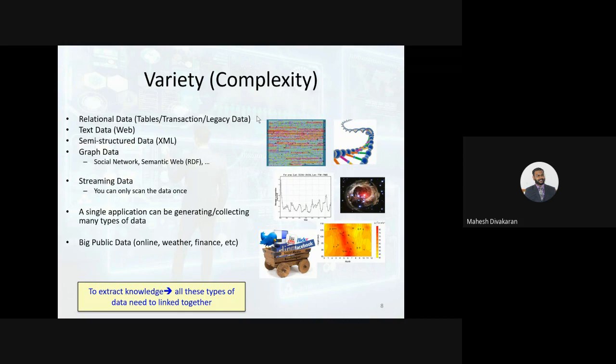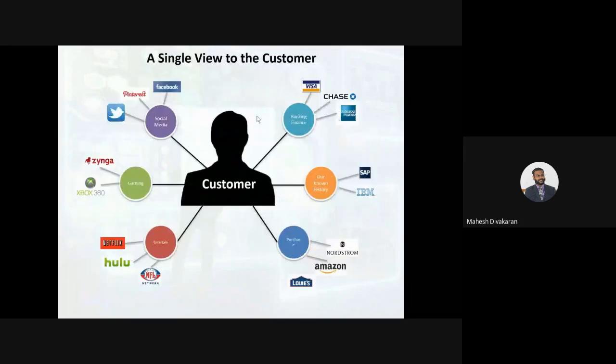So to extract the knowledge regarding a particular problem in Amazon, we have to check their transactional data. We have to check their customer feedback data. We have to check their Twitter account data, what people are talking about Amazon, and we have to look at their streaming data in their social media accounts and YouTube. All these types of data we need to link together. Then only we can solve a particular problem from the customer's point.